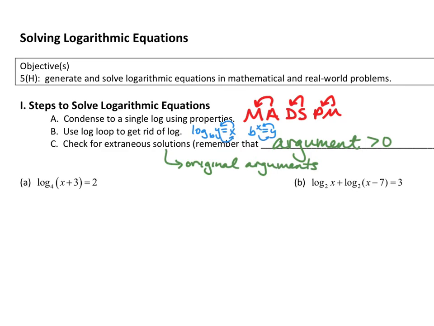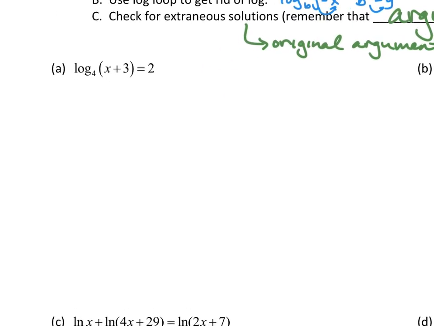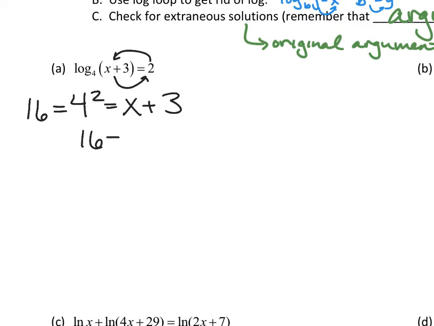Okay, so if we look at example A here, we only have one logarithm. Great, we don't have to condense anything. So we're going to use the log loop, and the log loop is going to have me do this. So I have 4 raised to the second power equal to x plus 3. Well, 4 to the second power, that's 16, not 8. Please don't say 8. That's 16. So I'm really just solving 16 equal to x plus 3, and x is equal to 13.